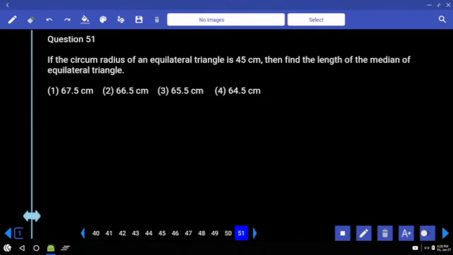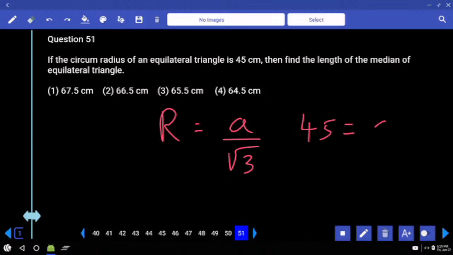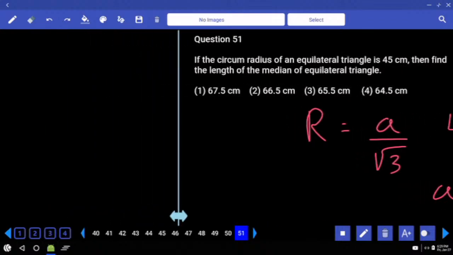The circumradius of an equilateral triangle is 45 centimeters. Find the length of the median of the equilateral triangle. All of you know the circumradius is given by the formula R equals A by root 3. Yes or no? Where A is the side of the equilateral triangle. So the circumradius is given as 45. So the side of the equilateral triangle is what? 45 root 3. Now he is asking what is the length of the median.